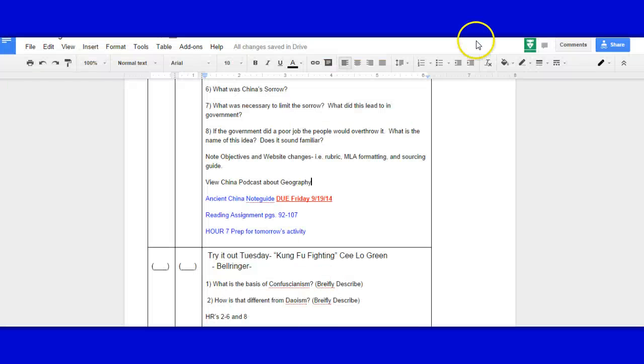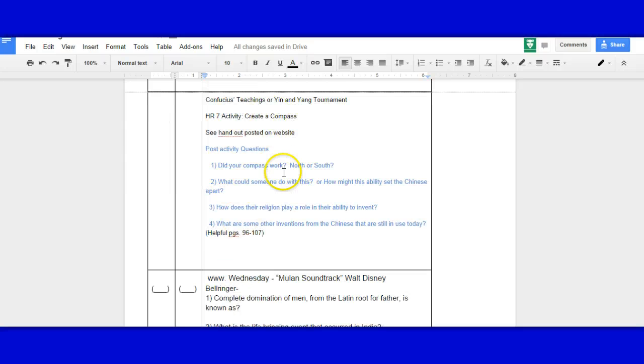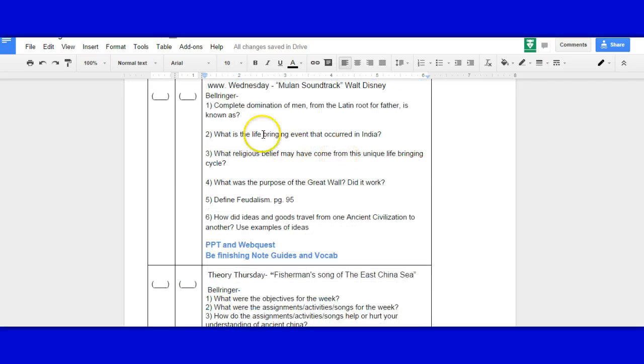All right, so back to the assignment guide. Here's our Tuesday bell ringer, and then the finish for Tuesday, the post-activity questions. This is for 7th hour, and this will be in the discussion board. Wednesday, then, we're going to look at your PowerPoint and WebQuest. Here's some bell ringers to review from the India quiz and your bell ringers for this day.